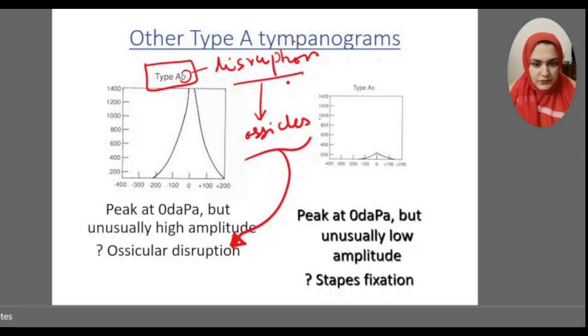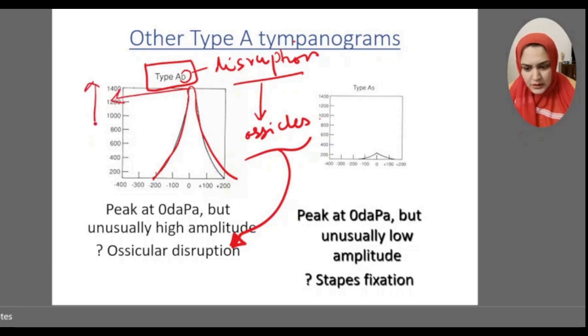Ossicular disruption can occur as a result of trauma to the ossicles. It's an unusually high peak at 0 daPa. Unusually high peak means what? It means that there is no force that is causing the tympanic membrane to stretch. So its compliance will be unusually high.